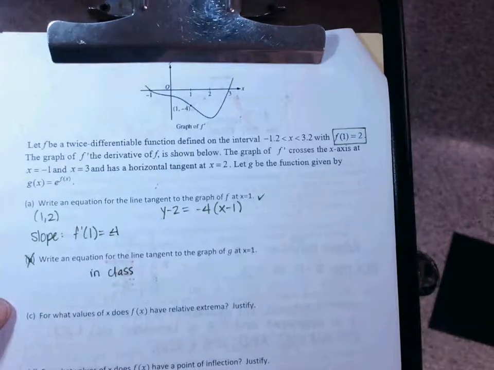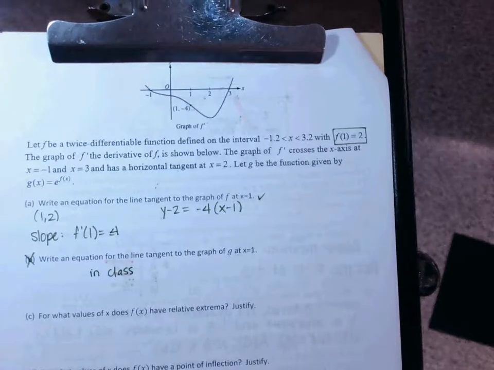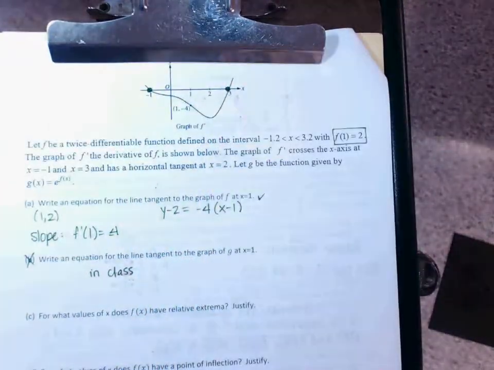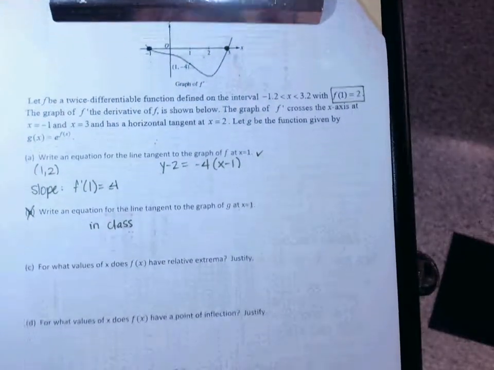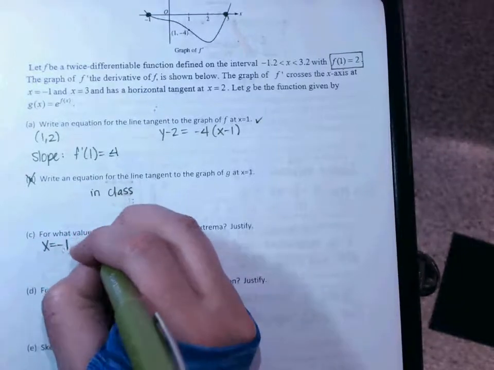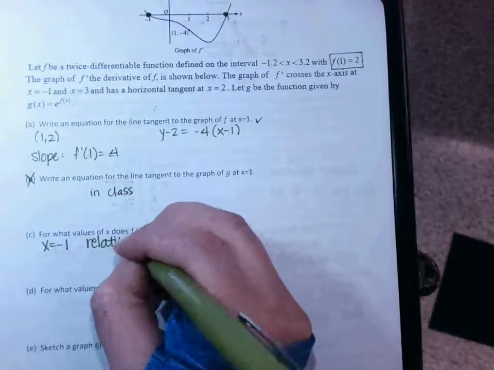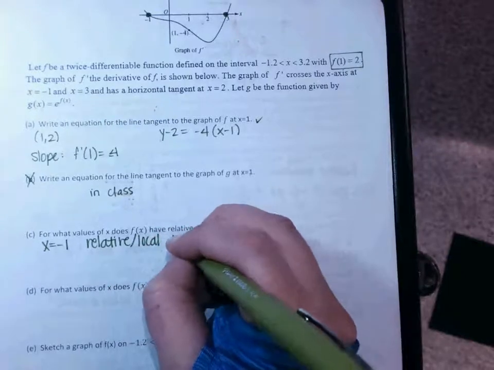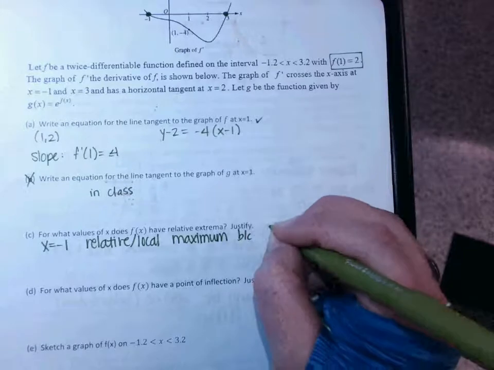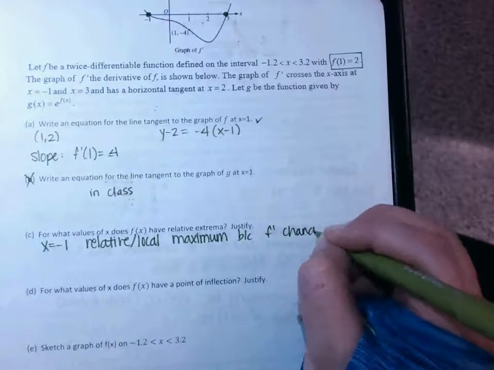Okay, next one says, find a relative extrema. How many relative extrema are there in the graph? 2. One here and one here. Which one is negative 1? Max. Okay. X equals negative 1 is a relative max. I'm going to put relative / local maximum just to make sure that you guys remember both words. That would be because f prime changes plus to minus.